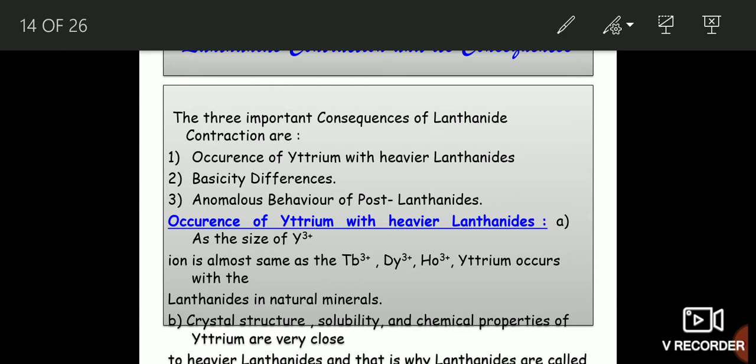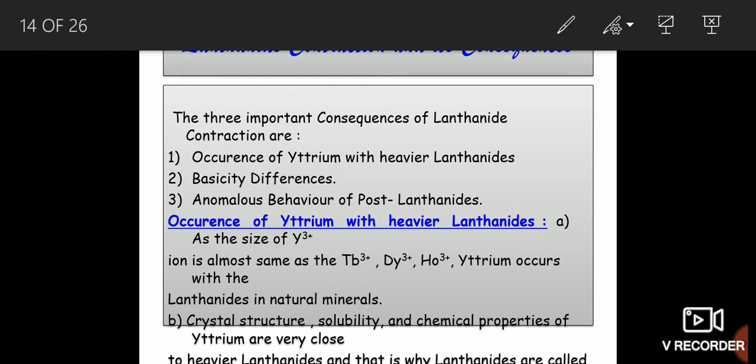They can be seen with the size of the d block elements. Yttrium has the tripositive yttrium ion. Its size is the same as terbium 3+, dysprosium 3+, holmium 3+. Yttrium occurs with lanthanides in natural minerals. Also, the other properties like solubility and other chemical properties, and also the crystal structure, seem similar to the lanthanides. That's why lanthanides are known as yttrium earths.